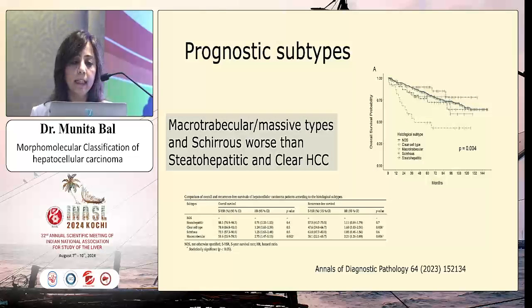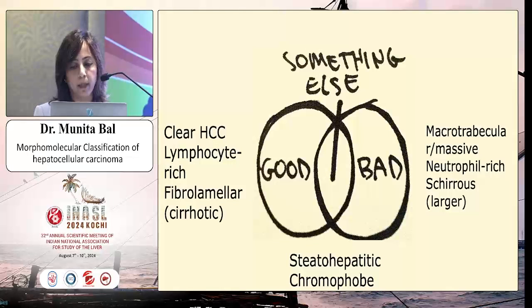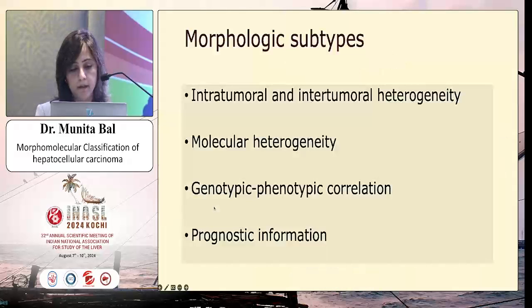So basically, when we give you a certain subtype of hepatocellular carcinoma, it also gives a little bit of prognostic information about its outcome, and also tells you that these morphologic subtypes are genetically very, very heterogeneous. The macrotrabecular and the scirrhous ones, and the neutrophil-rich, tend to behave much worse compared to the clear cell and the steatohepatitic type, and the fibrolamellar type in the cirrhotic.